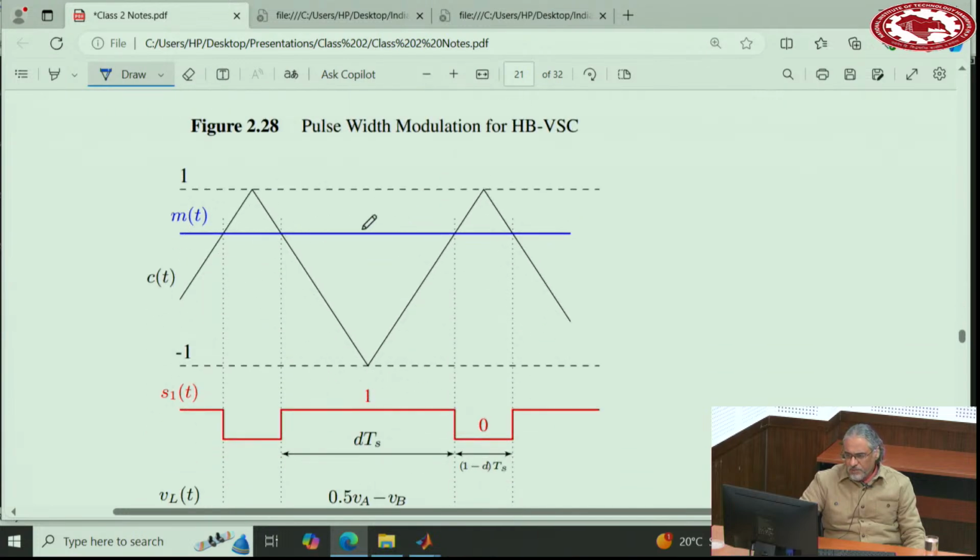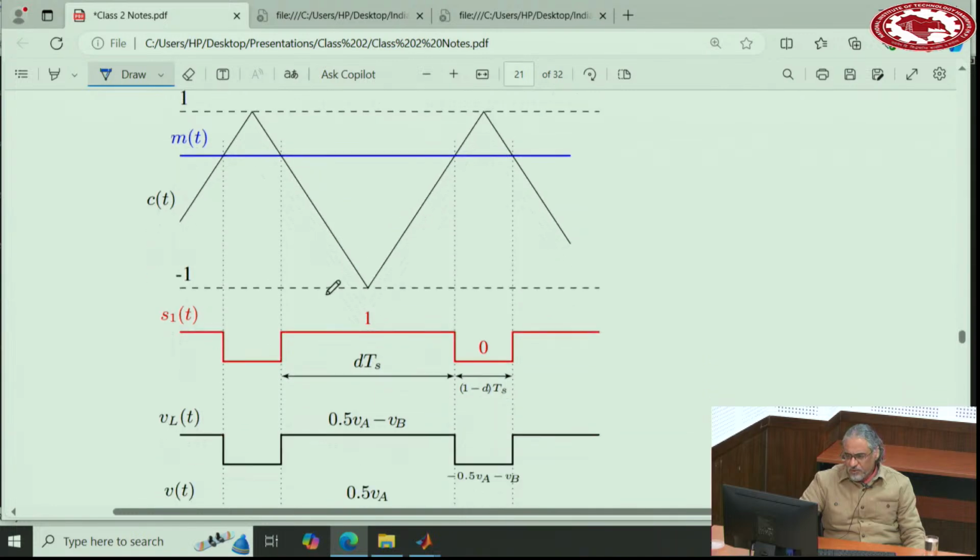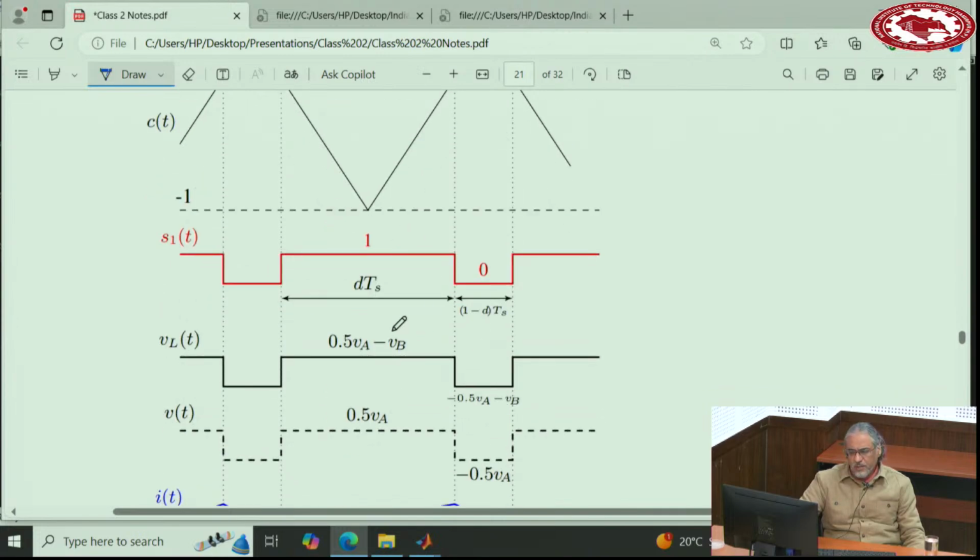So when M is larger than the carrier waveform, the switch S1 is 1, and when it is smaller, the switch S1 is 0. I don't need to show S2 because it's just the complement of this one. When S1 is 1, the output voltage is half VA, we said. So the voltage across the inductor is half VA minus VB.